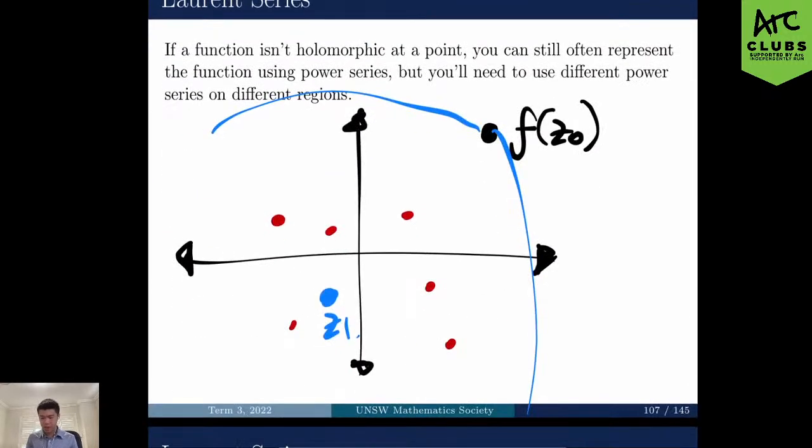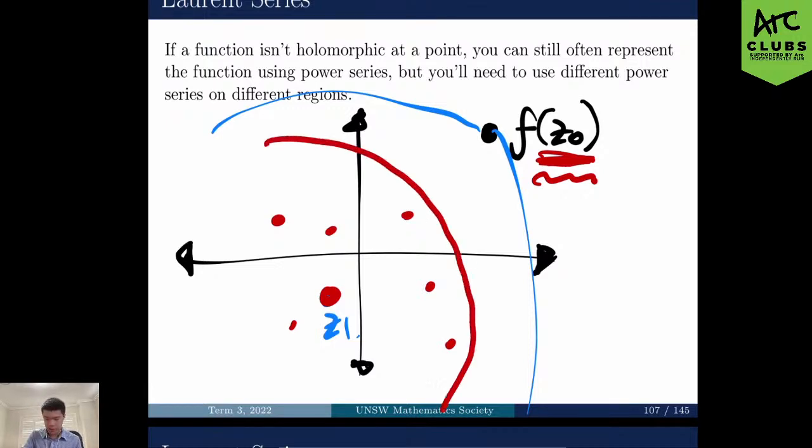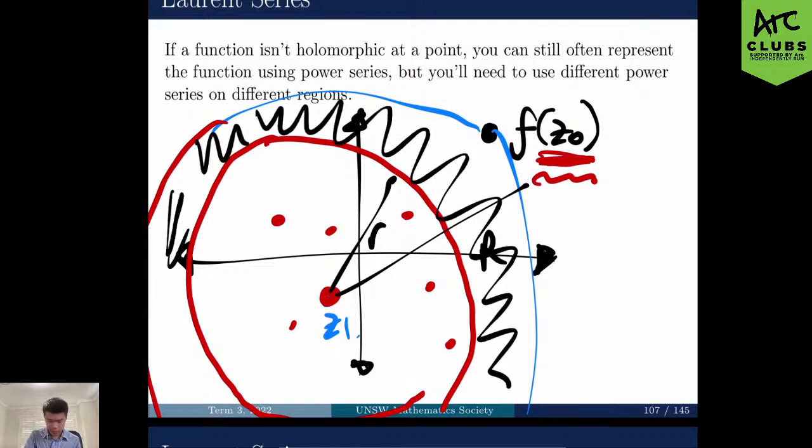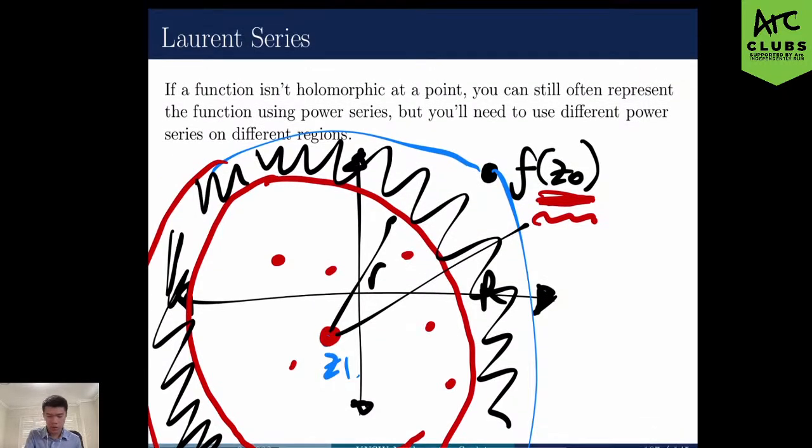And so let's just say we want to represent this point as a power series around this point over here, z1. Well, you can just take the entire ball, but then subtract all of these points. And so if this first radius is like capital R, the second radius is like lowercase r, then you're taking the annulus over here. And you can still define it as a power series, but you'll need a different concept called Laurent series.